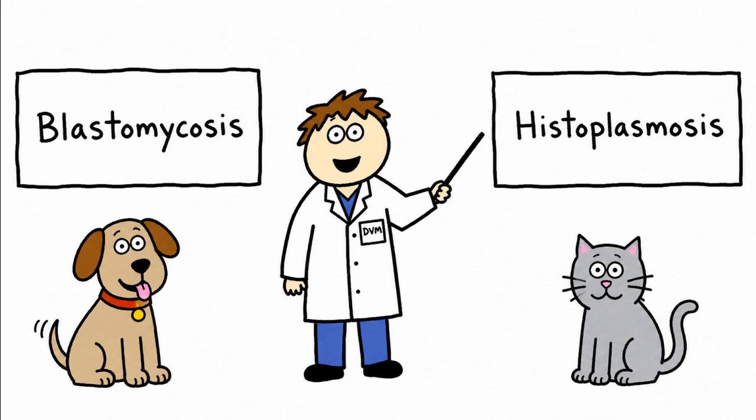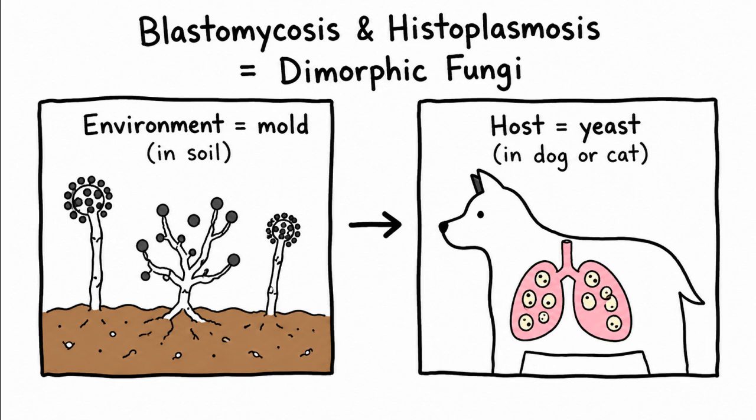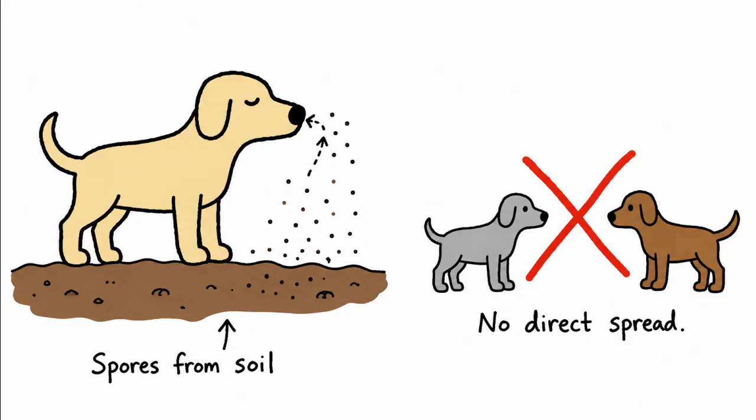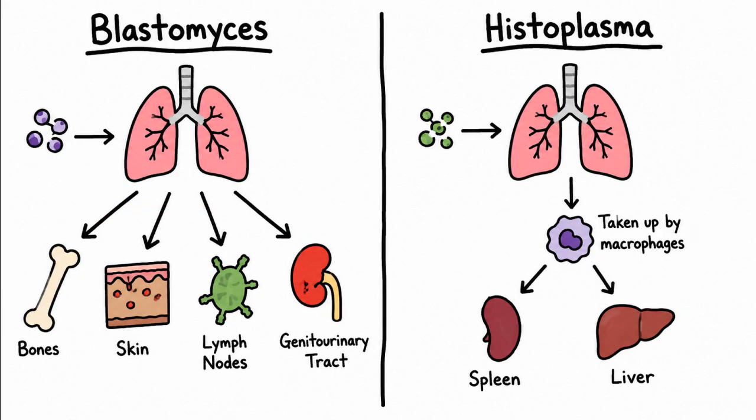Today, we are going to talk about blastomycosis versus histoplasmosis in veterinary medicine. Both are systemic diseases caused by dimorphic fungi that grow as molds in the environment but convert to yeast inside the host. Infection follows inhalation of spores from contaminated soil, and direct spread is not expected. The main difference is how each organism behaves after entering the body and which organs it most commonly damages.